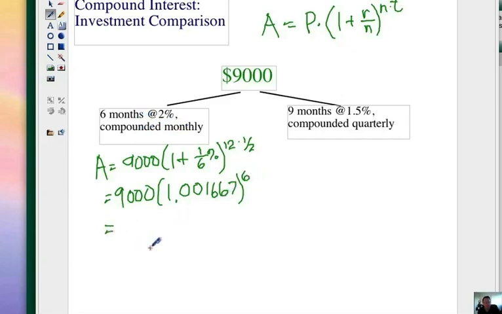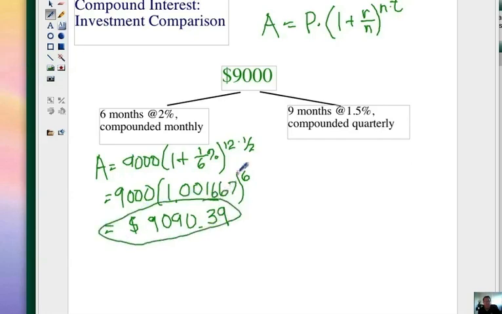Now on your calculator, you want to do this number to the 6th power, then multiply by 9,000. If you do it out of order, you're going to actually take 9,000 and multiply it by a power of 6, and that's going to be way too big. So you're going to actually end up with, and I hope you've tried this on a piece of paper before me, $9,090 and $393. So let's call it $9,090 and 39 cents.